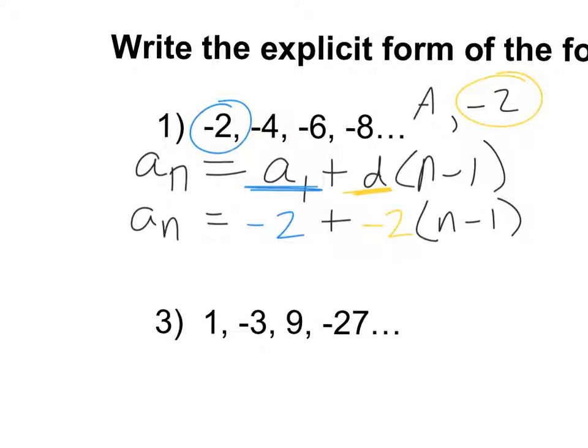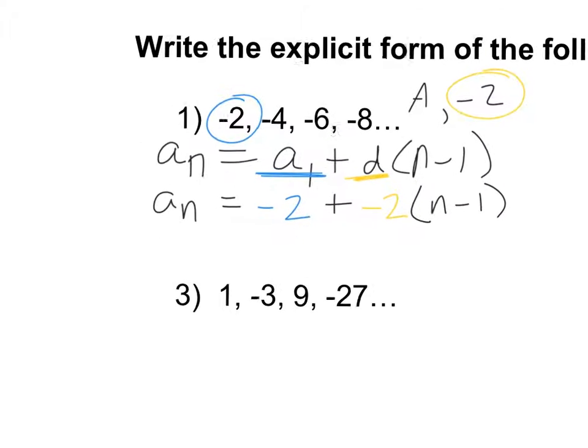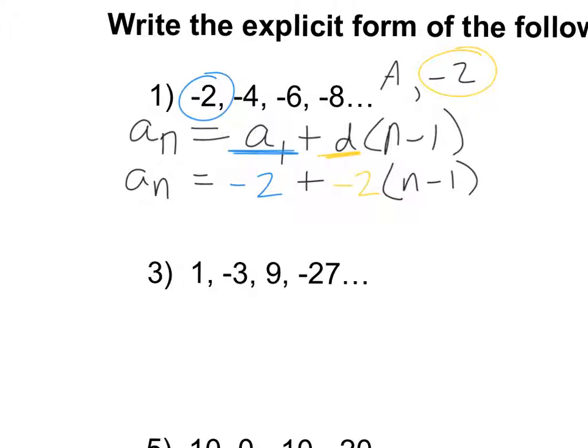I'm going to skip number 2 for a minute, and I'm going to go to number 3, because I want to do one arithmetic and one geometric to remind you. And I'm going to go ahead and tell you that number 3 is a geometric sequence. Because what is the common ratio? What's the number that I'm multiplying by?